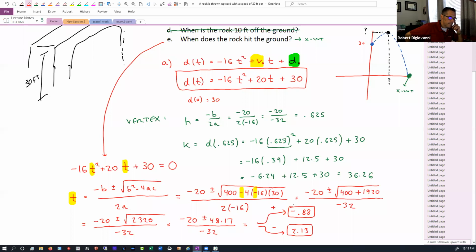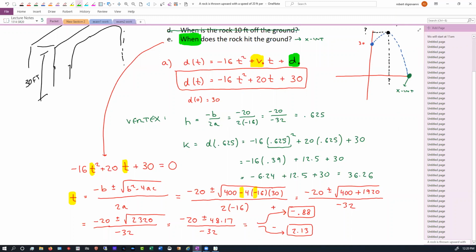Not really. Remember, the question is, when did the rock hit the ground? When did the rock hit the ground? And I'm saying at negative 0.88 and 2.13. Only the positive would make sense, right? Only the positive makes sense.